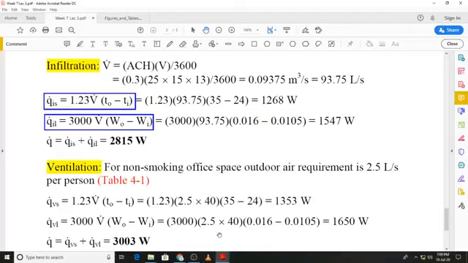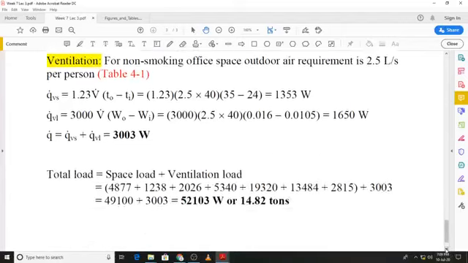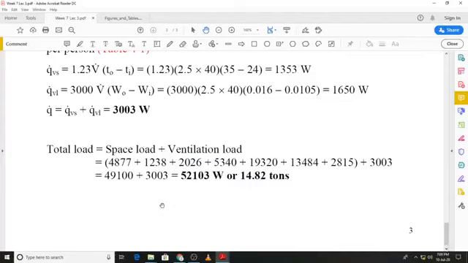And finally, we will sum up all the loads to get the space load and the ventilation load. Added together, these two will give us the load on the cooling equipment. So that is the total load on the cooling equipment, the space load and the ventilation load, and that comes out to be around 14.82 tons of refrigeration.